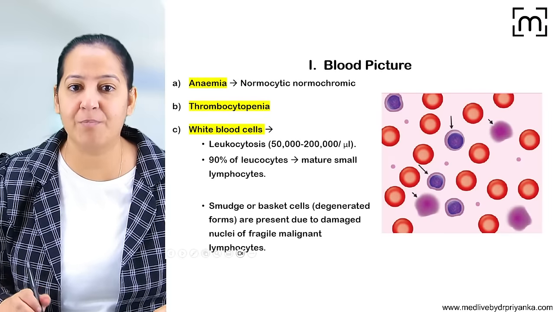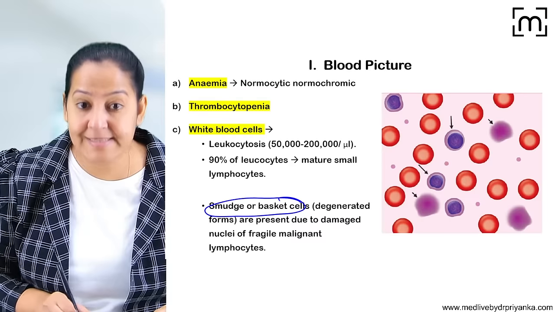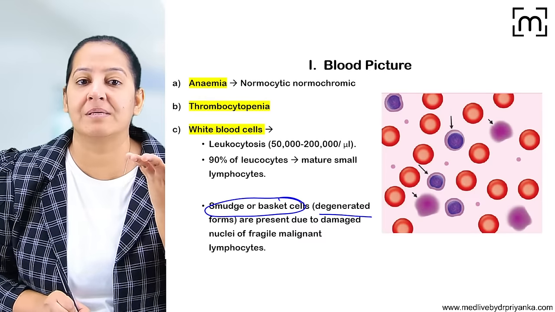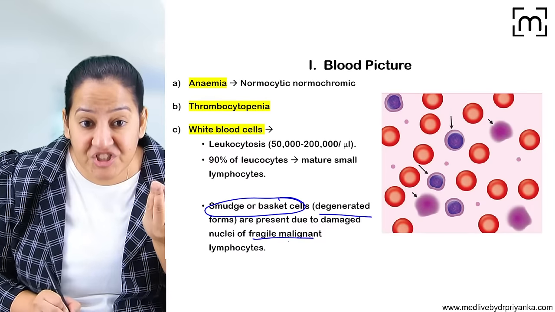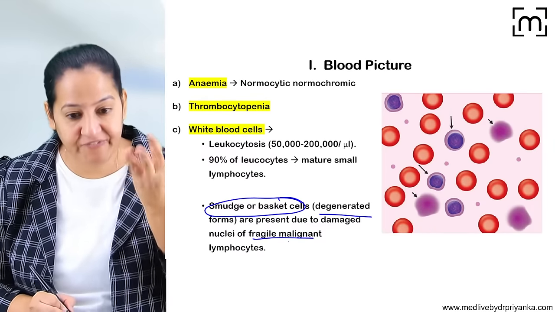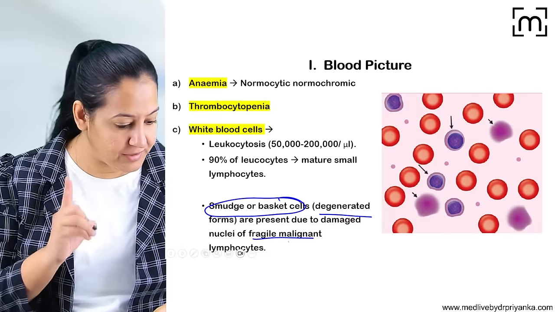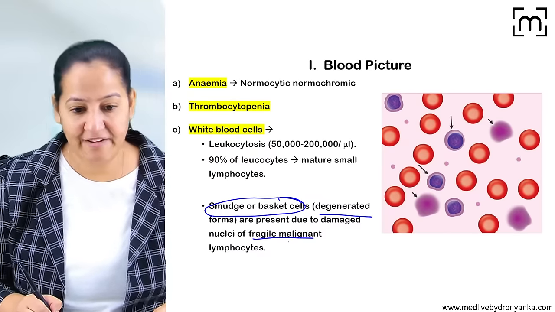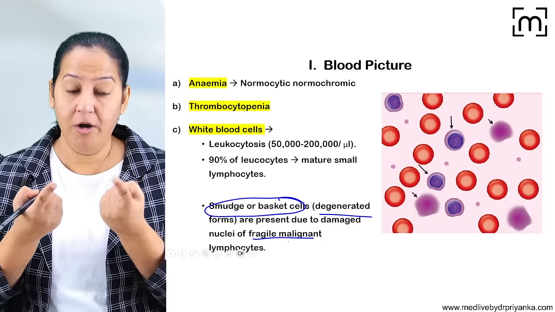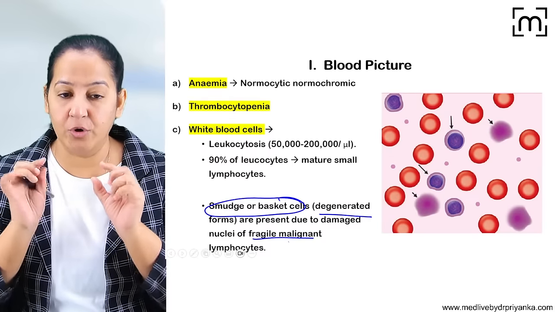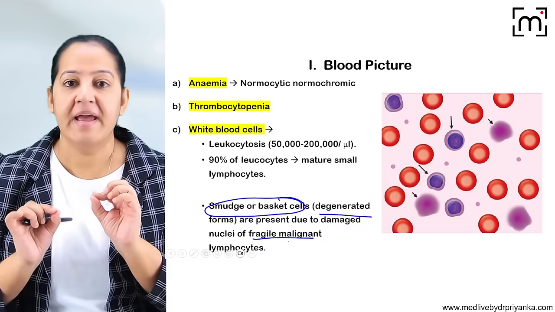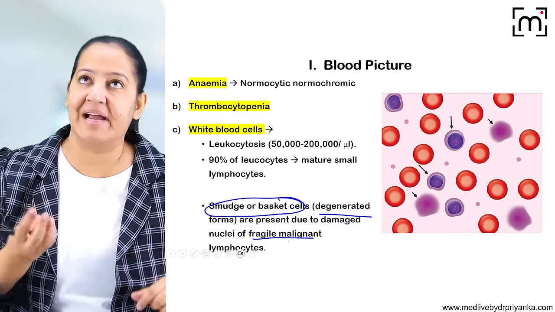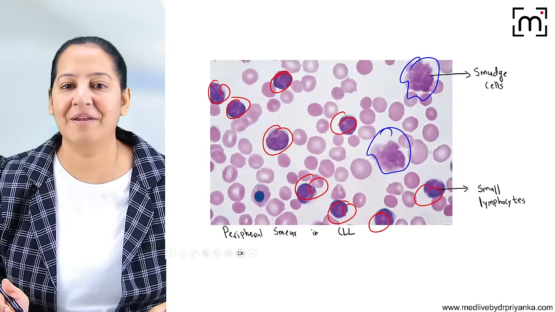So smudge cells or basket cells are the degenerated forms. They are produced because of fragile lymphocytes. The lymphocytes are very fragile, they get ruptured. You get an MCQ on that. Yes, due to wire maintenance problem. Absolutely right, Clary. In the cell wall, I told you there is a problem in the wire maintenance. That's why they are very fragile, and by making a slide, they get ruptured. So that is a smudge cell. How many of you got it?